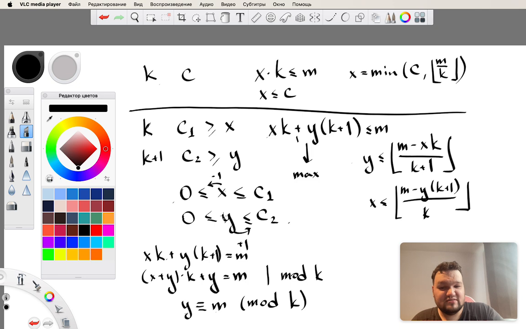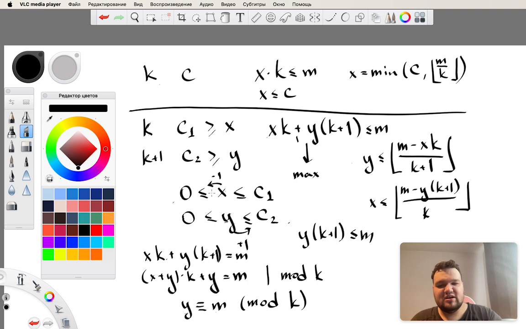basically we want y to be the greatest possible number that is equal to m modulo k, is not exceeding c2, and also we want x to be non-negative, so y times k plus 1 should be at most m, right? Why I'm saying that I want y to be the greatest?